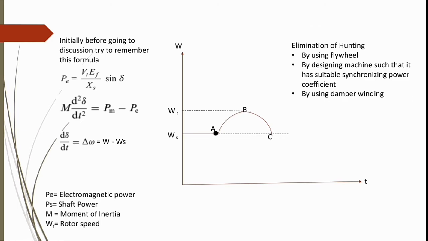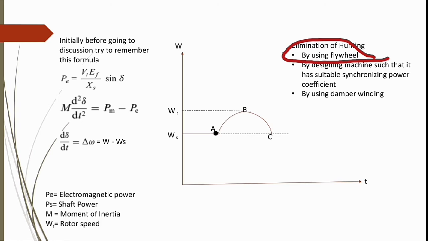Okay, so what is the way through which we can eliminate hunting? We can eliminate hunting by three methods. First is by using a flywheel. That means whenever excess energy is supplied, we have to store that energy and supply it whenever the system needs it.